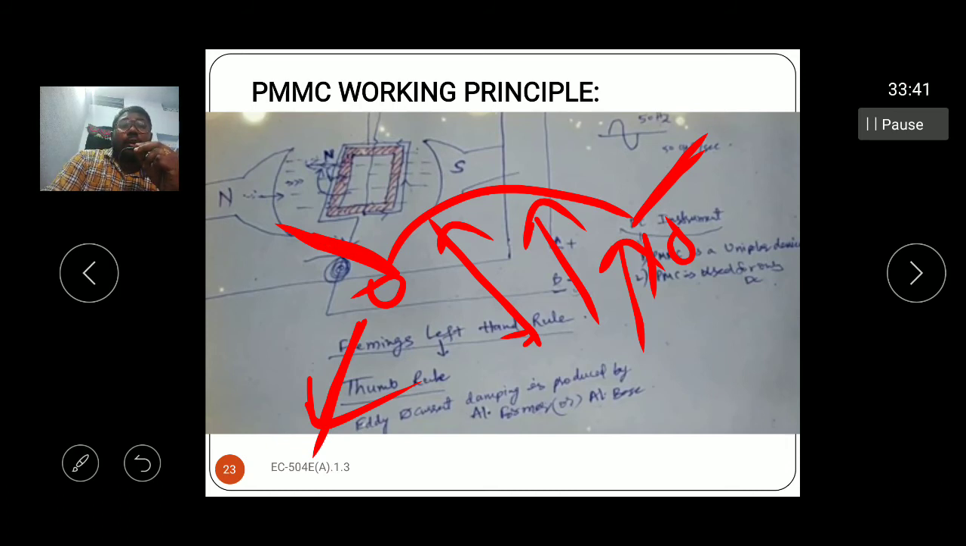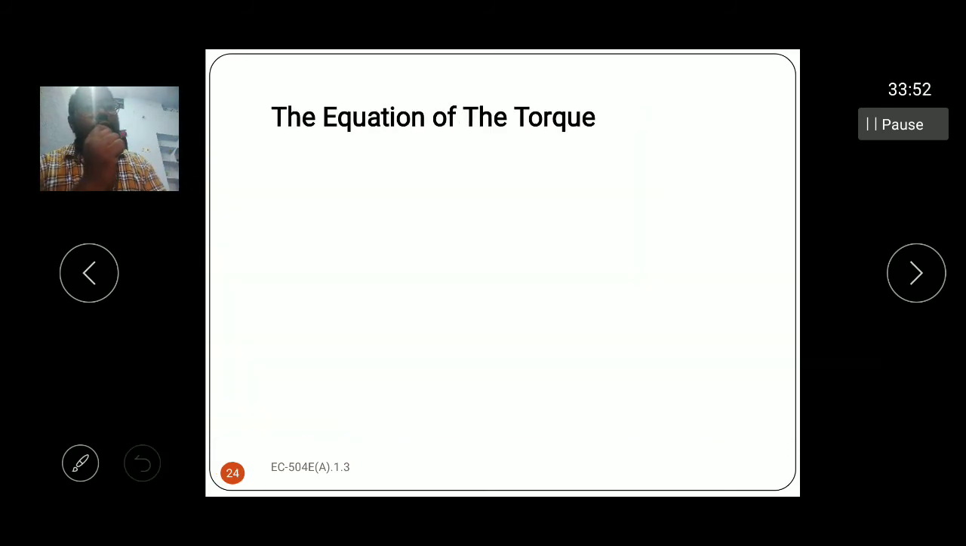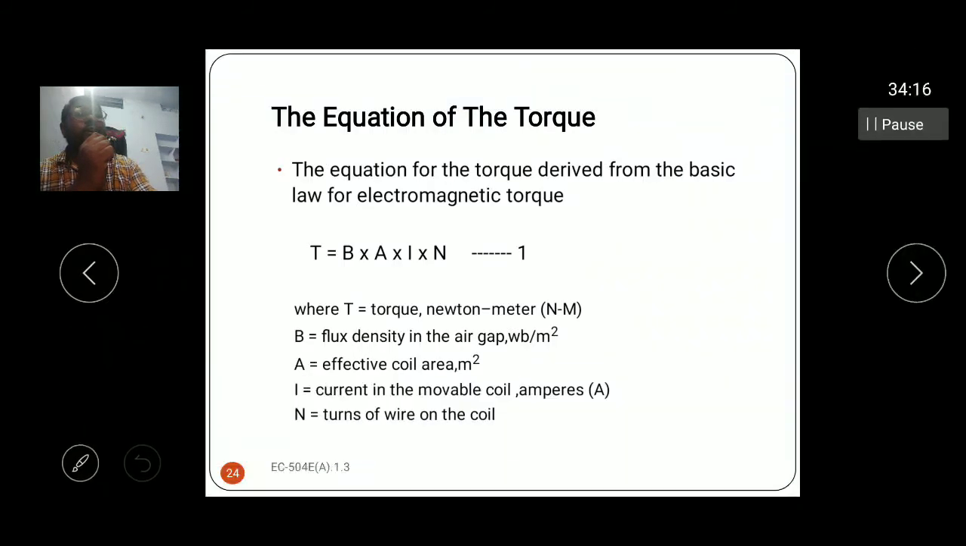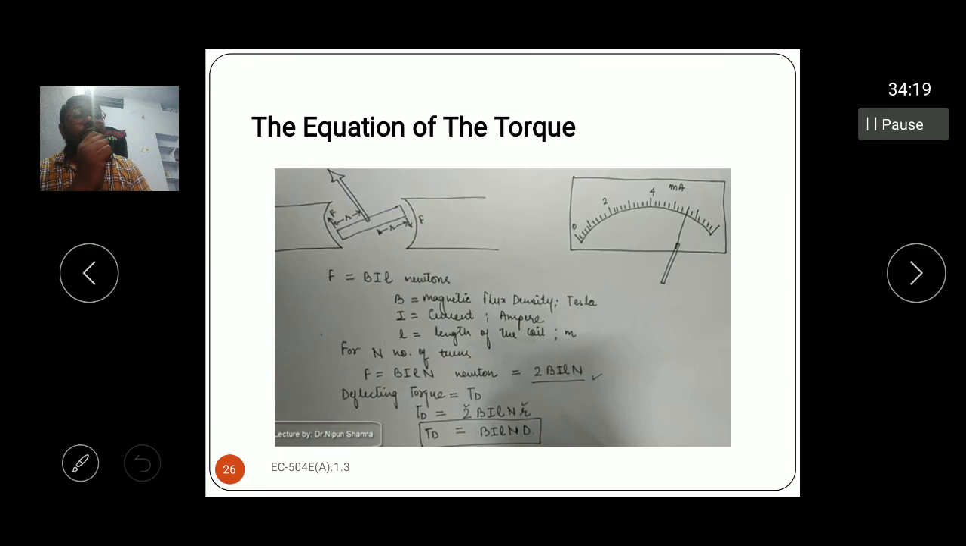This is the concept and the principle of the PMMC meter. After that I am going to explain one more important topic, the torque equation. Here we have the torque equation already derived in this particular slide. The equation of the torque is derived from the basic law of electromagnetic torque, that is T is equal to B into A into I into N, where T is the torque in Newton meter, B is the flux density in the air gap, and A is the effective coil area.